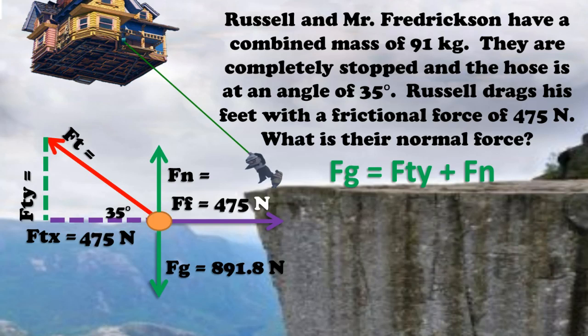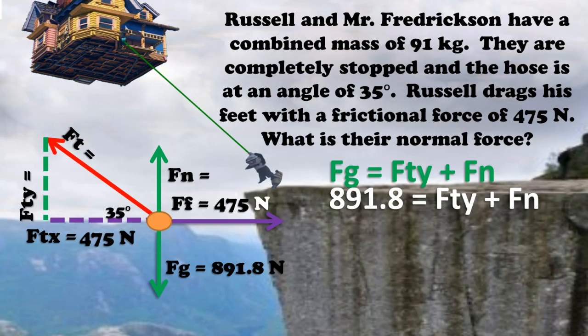So we need to set up a force equation. The gravitational force, which is our down force, is equal to the sum of the normal force and the y, or vertical component, of the tension force. Once we have this general formula, we can plug in the information that we know from our force diagram. Well, I know that the gravitational force equals 891.8 newtons. I don't know Fty and I don't know Fn.